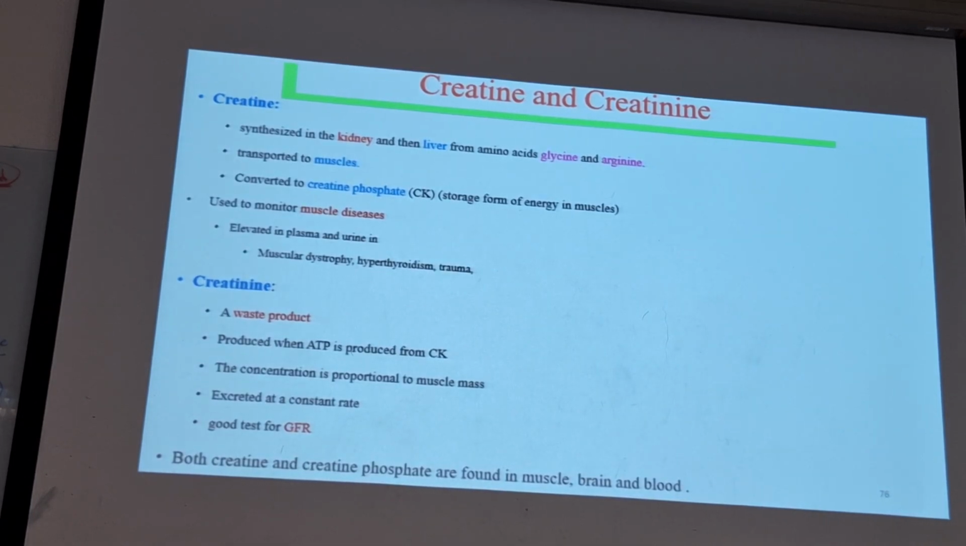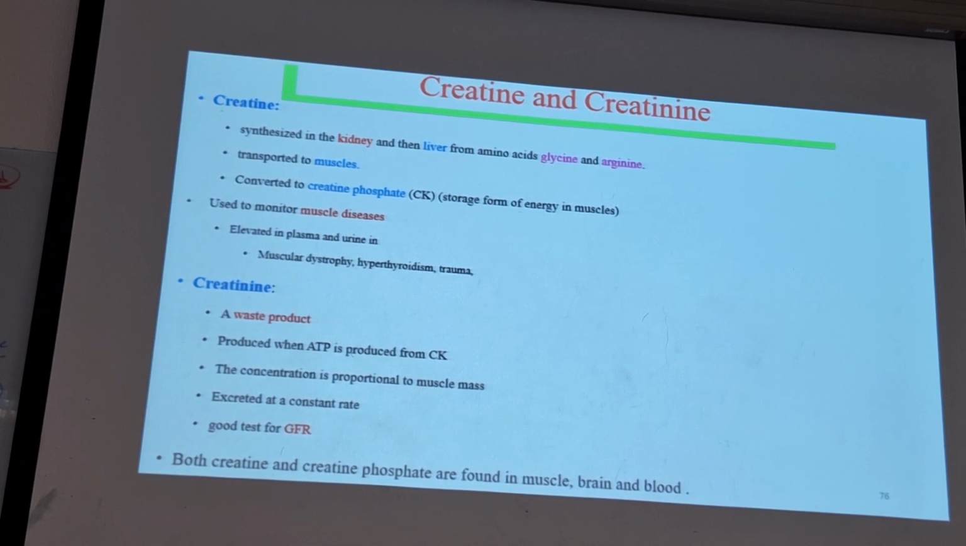The final part of today is related to creatine and creatinine. What is the difference between creatine and creatinine? Can you give me the differences?